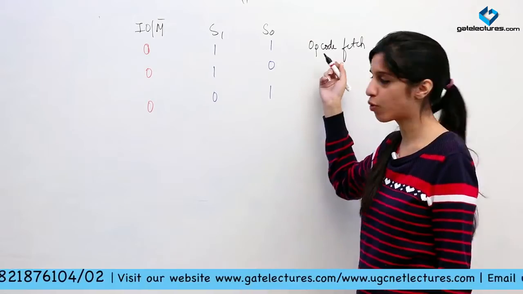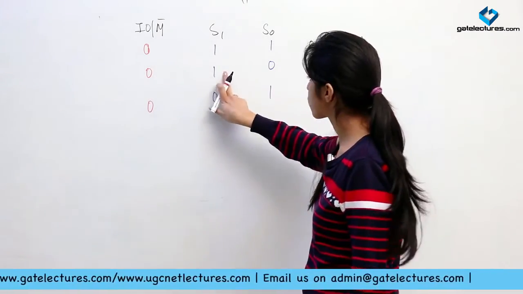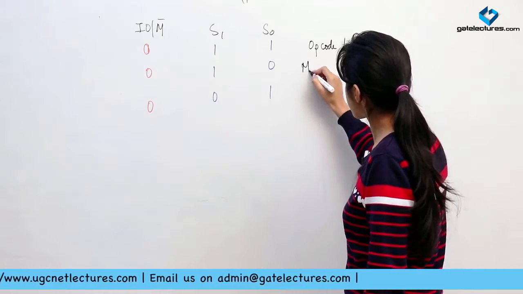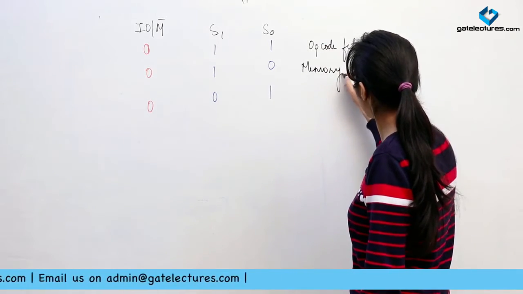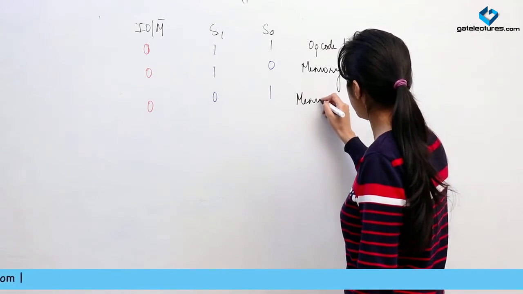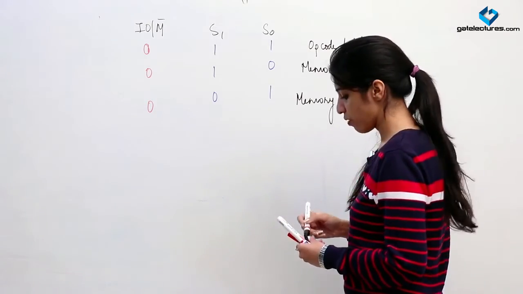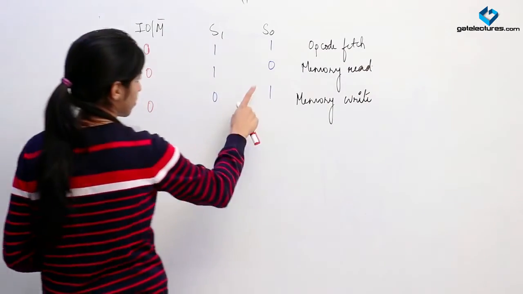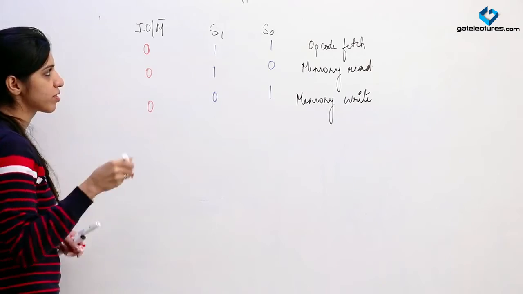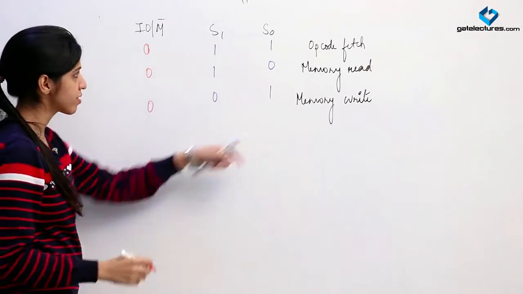This is the opcode fetch cycle. When IO/M bar is 0, that is we are accessing the memory, but S1, S0 are 1, 0, this stands for memory read, and 0, 1 is memory write. So this is what the status of S1 and S0 signify.